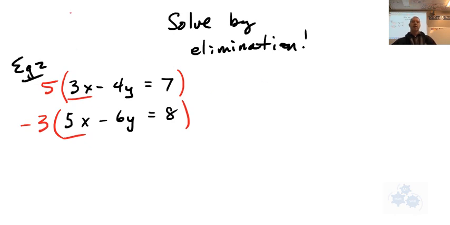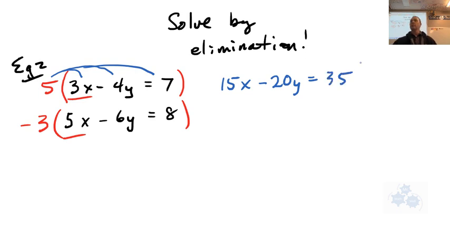So I'm going to write this over here. Our new equations, I'll write that in blue. So this is going to be 15x, and of course don't forget that you have to multiply every term by the 5. So this is going to be minus 20y and equals 35. Down here we have negative 15x plus 18y equals negative 24. That look good? Now that's the big new step here. Everyone understand what I did there? Any questions?